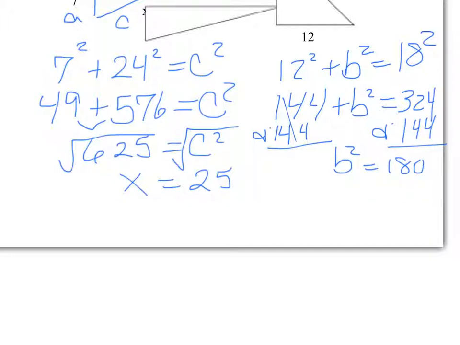I'm going to square root each side. And when I square root 180, I get b equaling 13.4. You're going to round to the tens place, or one number past the decimal point.